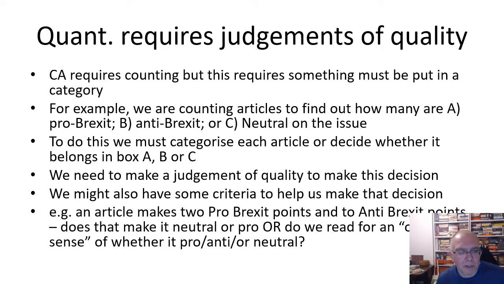So for example, say there's an article that makes 2 pro-Brexit points and 1 anti-Brexit point. Does that make it neutral, or does that make it pro-Brexit? Or do we read from an overall sense of whether it's pro, anti or neutral? So it could be the anti-Brexit point is the main point and the 2 pro-Brexit points are quite weak. So overall the article might be anti-Brexit even if it raises 2 pro points and 1 anti. So you've got to make a decision about the rules for putting things in different criteria, in different categories, sorry.